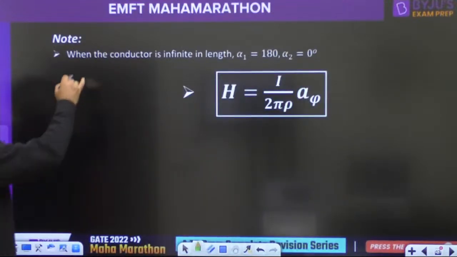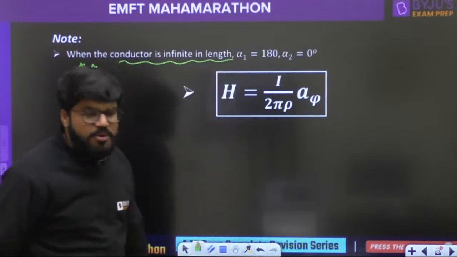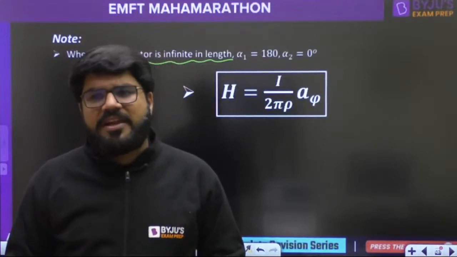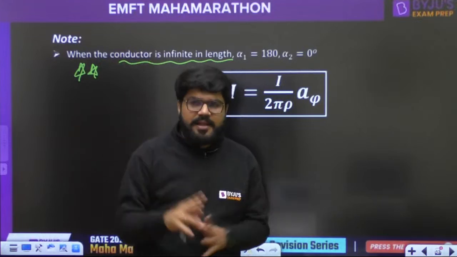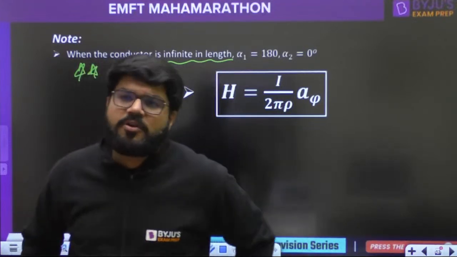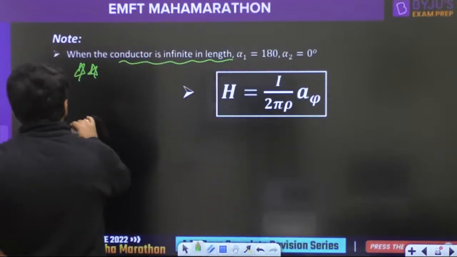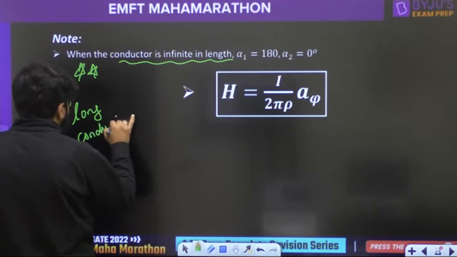Number 2. Now this is again very, very important. When the conductor is infinite in length, suppose I take a conductor which is very long. See, since yesterday I am telling, nothing is like infinity. Infinity means a conductor which is very large in length as compared to the distance of the point of observation. Okay, so a long conductor, in the questions you will also see this being named as a long conductor.